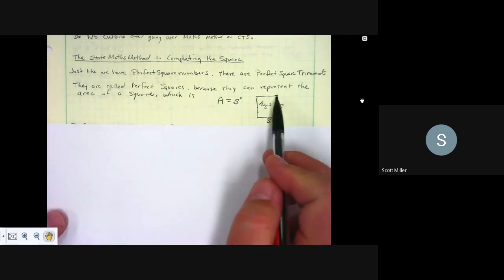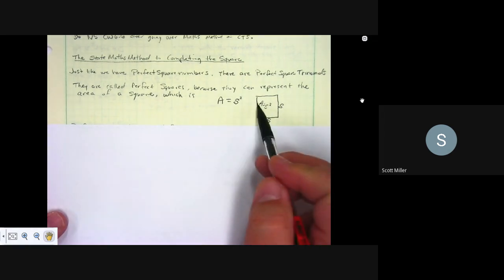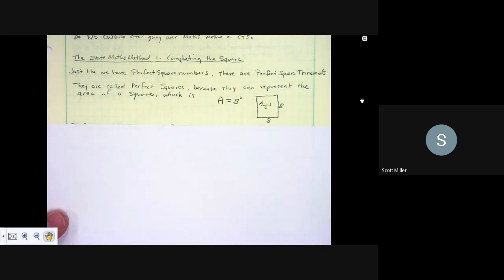Well, just like perfect square numbers, there are perfect square trinomials. These are the three terms, ax squared plus bx plus c. That's a trinomial. Perfect square trinomials. And they're called perfect squares because they can be represented by the area of a square. So I have a square. Both sides of a square are equal in length. The area of a square is s squared. Hence all these names, perfect squares. This is why it's called that.